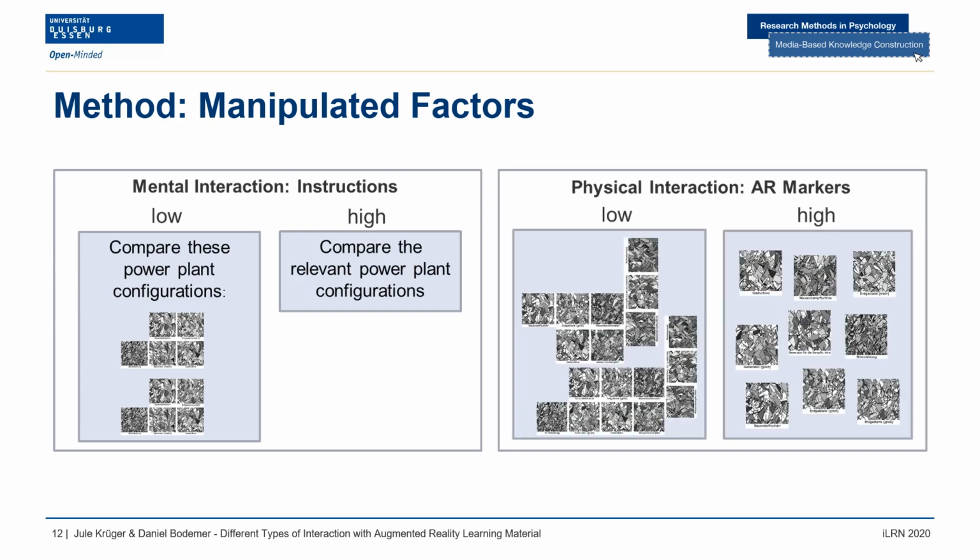Physical interaction was manipulated through the AR markers. In the low physical interaction conditions, these were already clustered together into working power plants, while in the high physical interaction conditions they were separate, as was shown in the video.